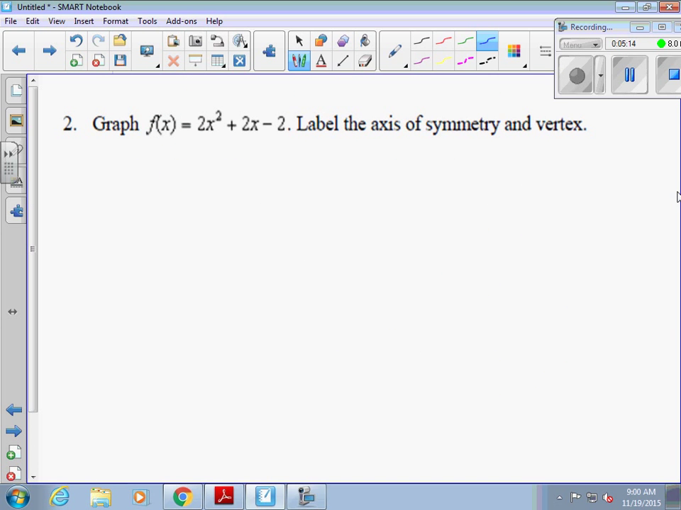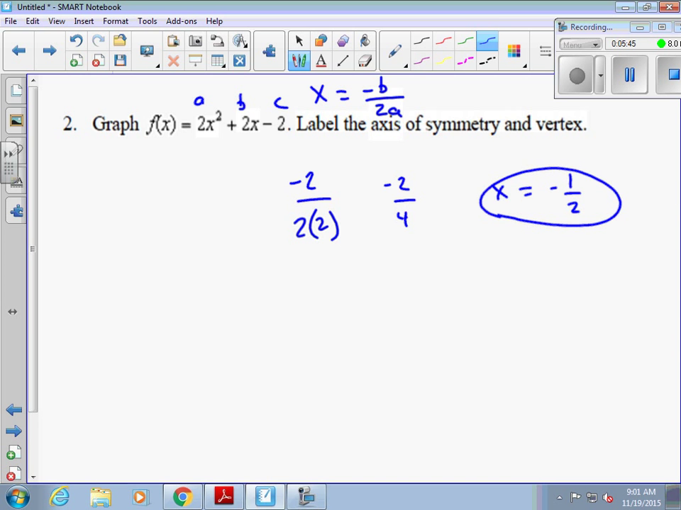Number 2 tells you to graph that and label the axis of symmetry and the vertex. We got easier numbers to fool with right here. It makes it a lot easier. So what we got, again, we're looking for x's value. X is negative b over 2a. Negative b, this is ax squared plus bx plus c. That makes it nice. Negative b is negative 2 over 2 times a is 2. Negative 2 over 4 will simplify that x value to negative 1/2.